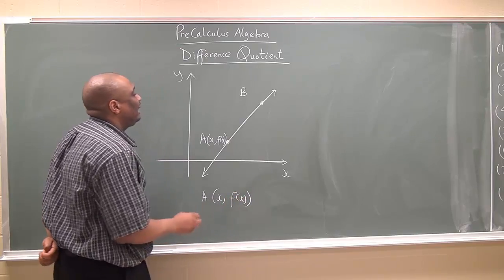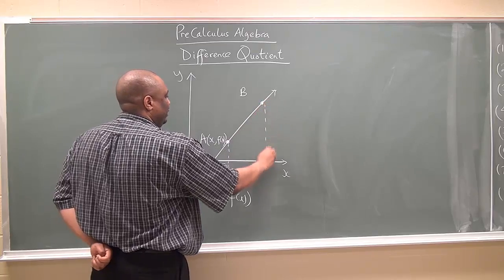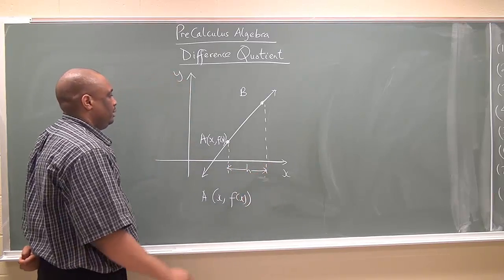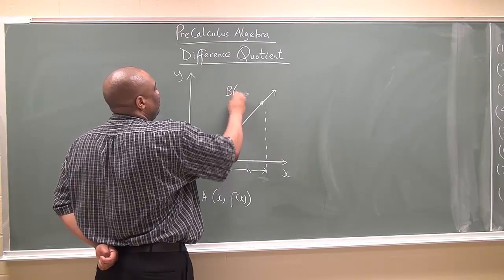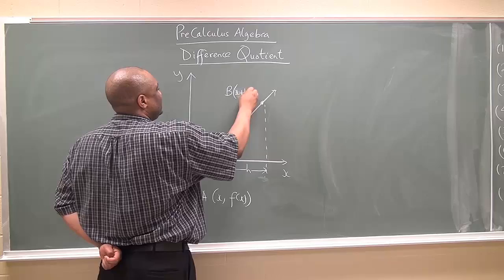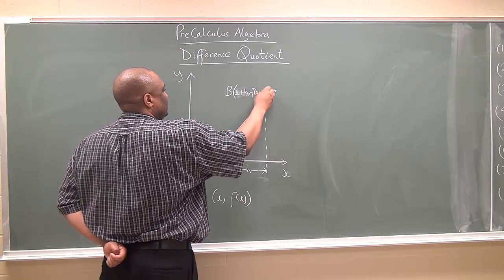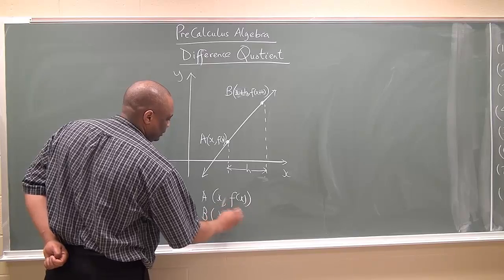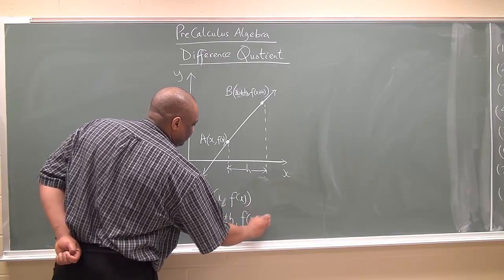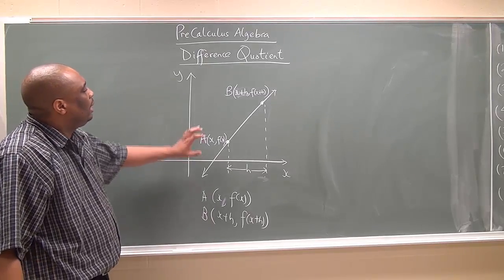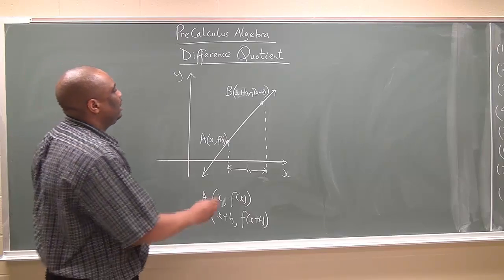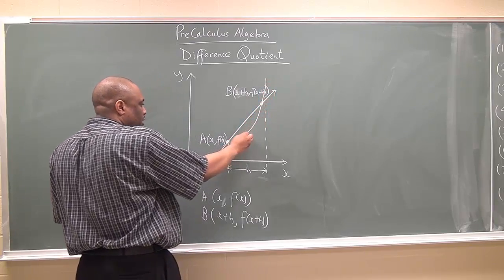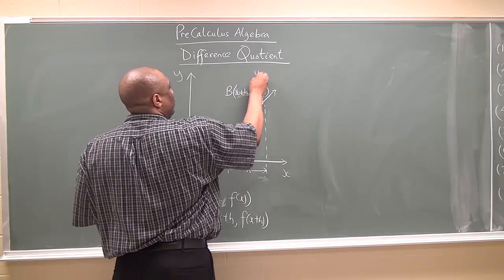And then let's say we have an incremental change, h, such that point B will be x plus h, and then f of x plus h. Point B is your x plus h and f of x plus h. So we have these 2 points now on this system, and we have a curve. Let's say we have these points on a curve of y equal to f of x.